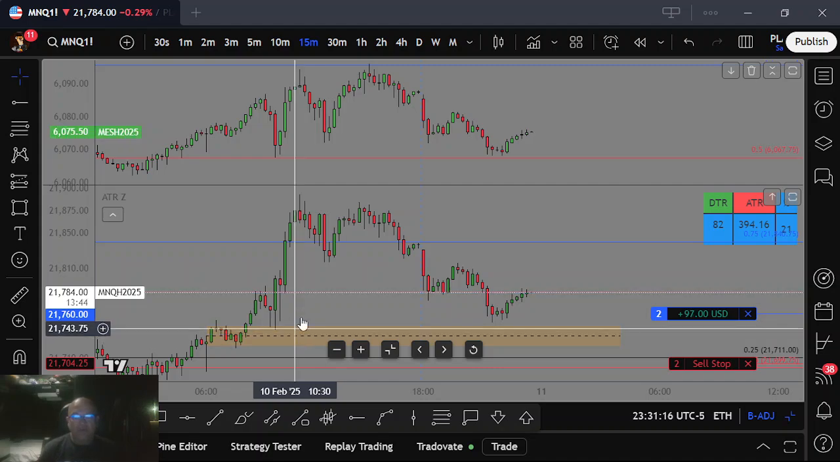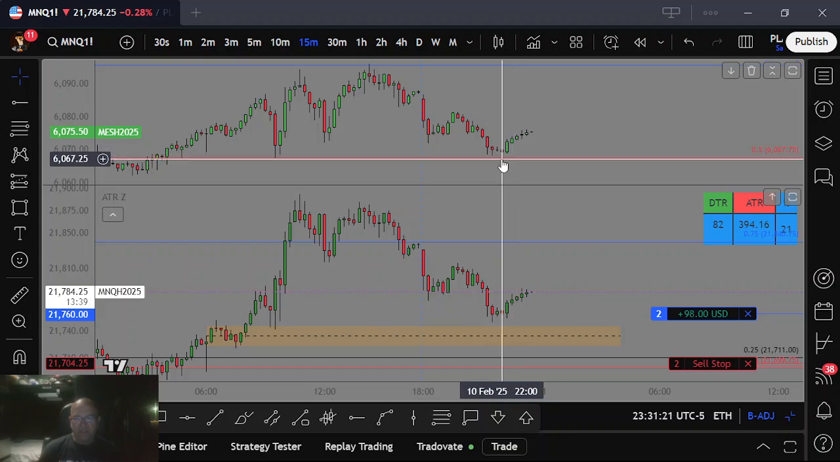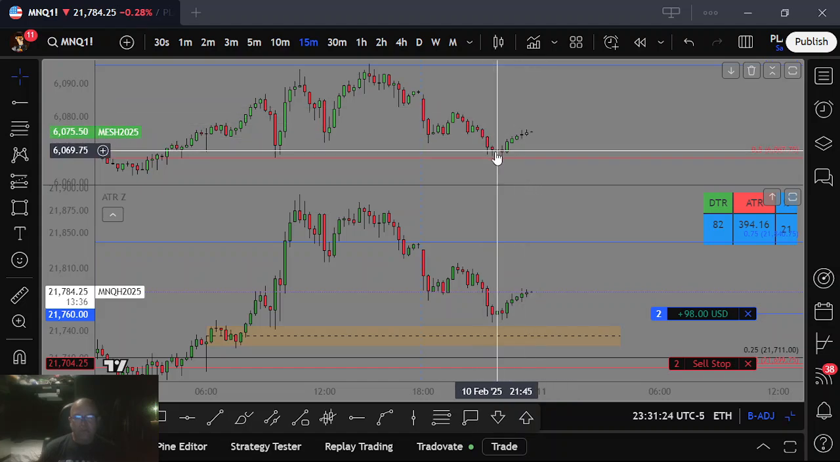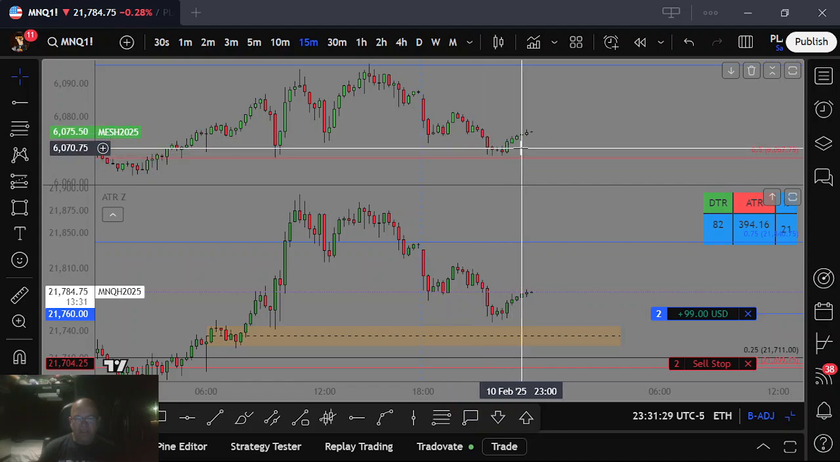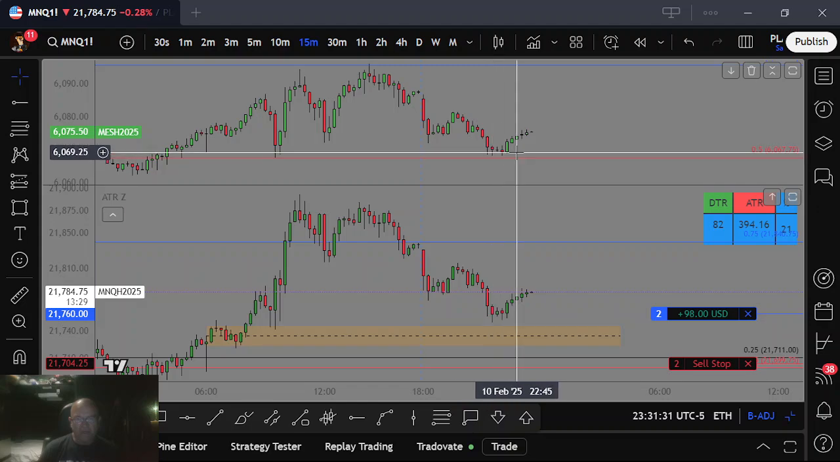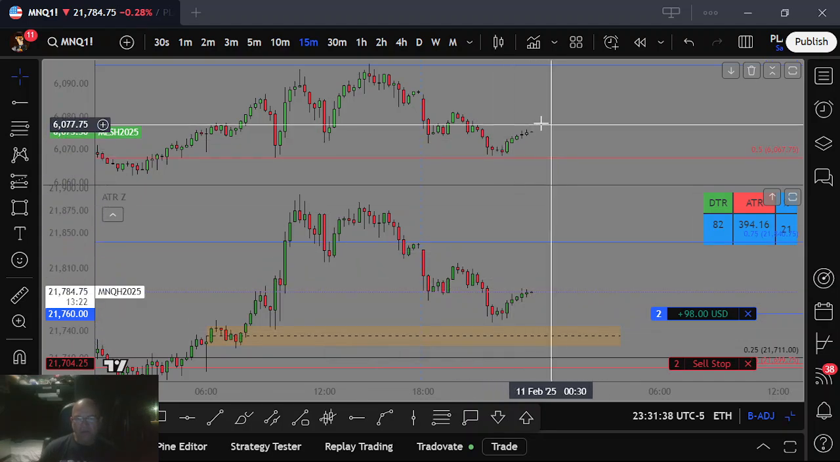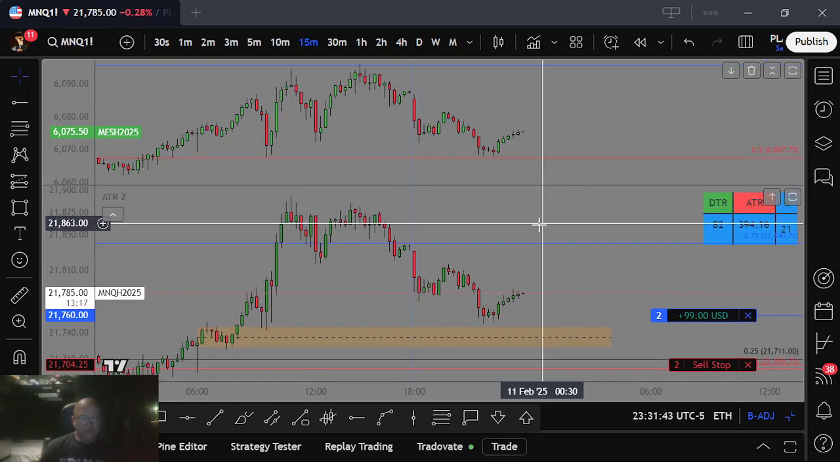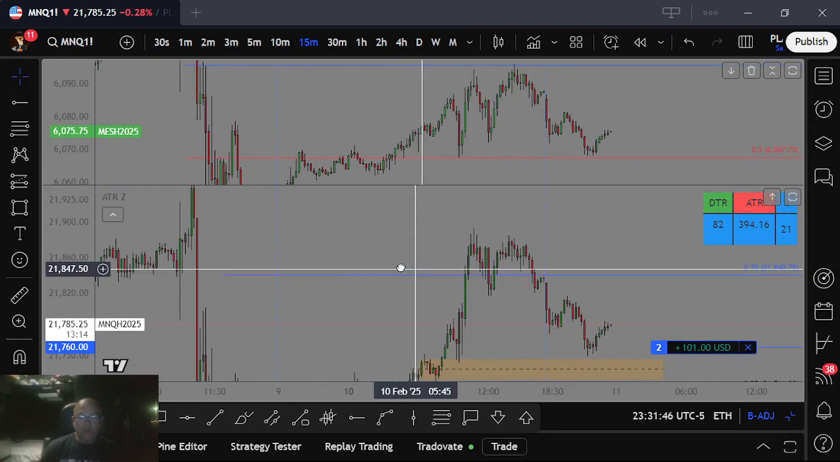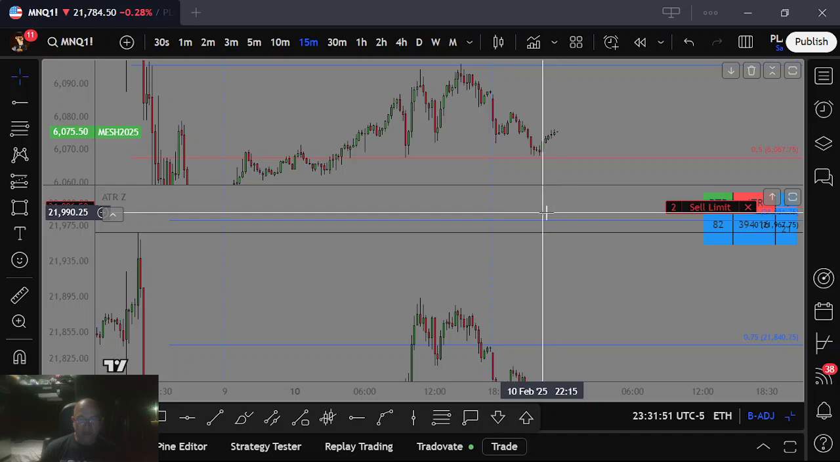I would also love to see some divergence where, because ES bounced off the 50%, I would love to see ES hold above these lows right here as NQ dips into this order block and have some SMT divergence on this as well. But that is pretty much what I'm looking at. I do have my take profit up here at the order block.